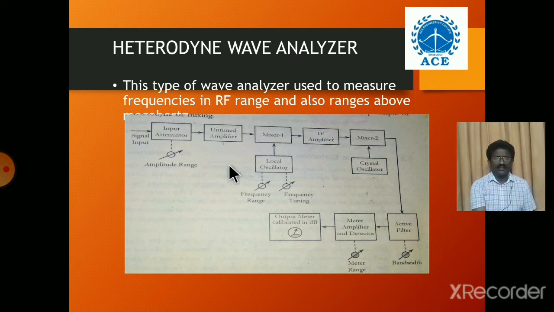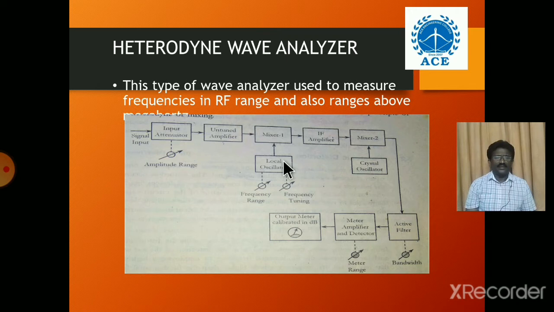The first block is the attenuator. Heterodyne means the mixing process. That means the operation depends on the principle of heterodyne or mixing. The input to be analyzed is applied through an attenuator and untuned amplifier before being heterodyned in mixer 1 to a higher IF range with an internal local oscillator.